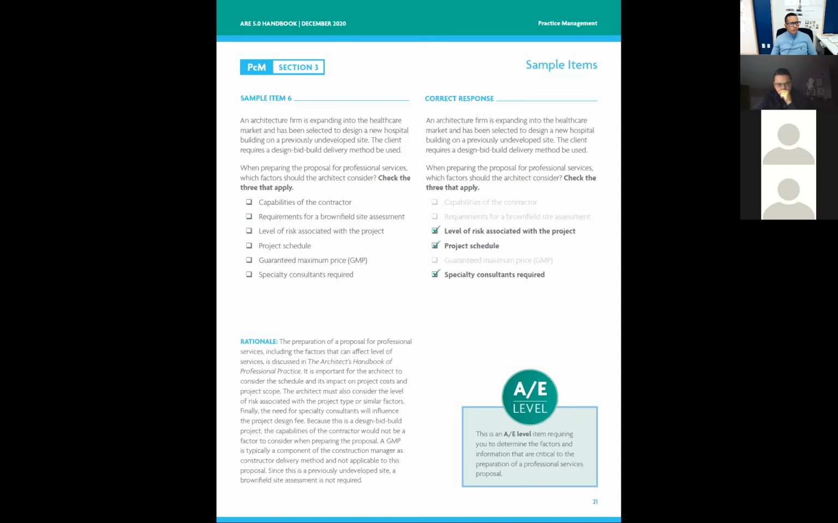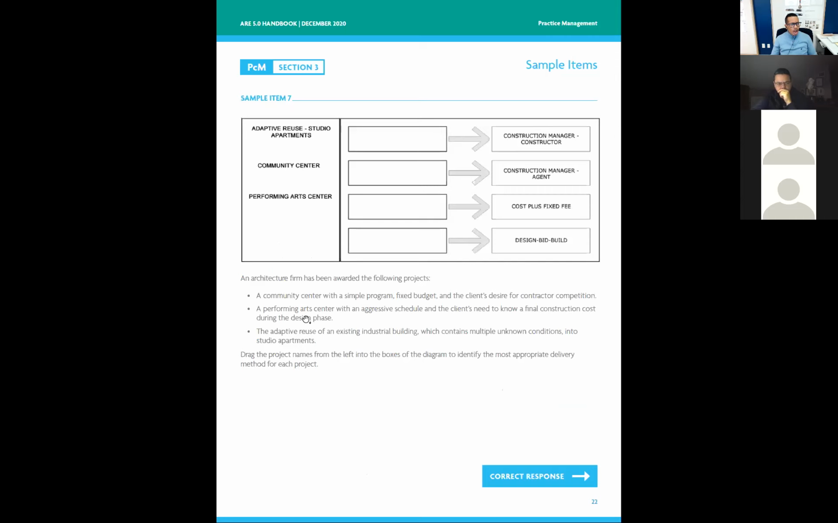And these are some of the sample items: project schedule, specialty consultants required, level of risk associated with the project, things to consider on a new project. The different types of delivery methods that you might recommend to your client for a different type of project. Now, the delivery method affects your services, and that's more of a B101 type of world. But if it's a fast track project, it means we're working, issuing packages, boom, boom, boom. Very stressful. A lot of coordination work needs to be done very quickly. You've got to charge more for that.